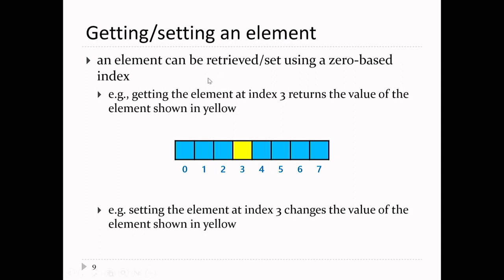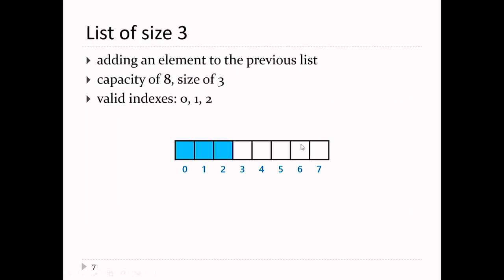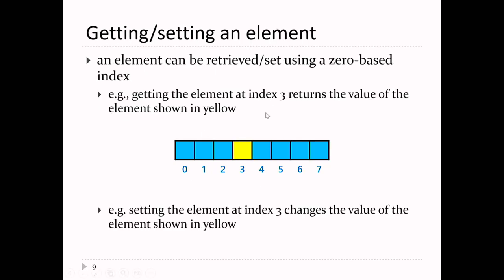When you get an element, that returns whatever value is stored in the array at the specified index. So if I get the element at index 3, that should return the element that's shown in yellow. Now, when you set an element, there has to be an element there. So back here, I cannot set element number 6. You can only set an element that's already in the list. So set is equivalent to replace.